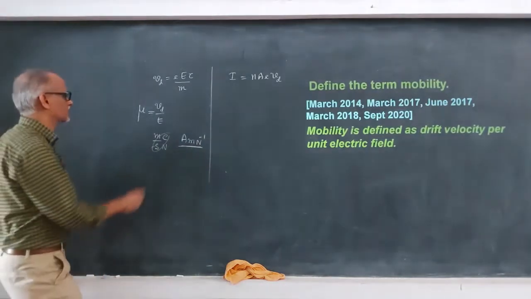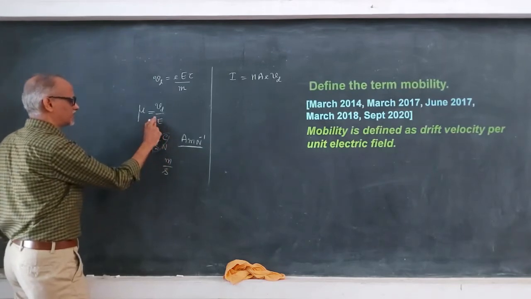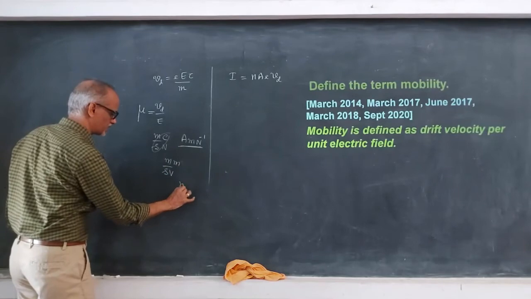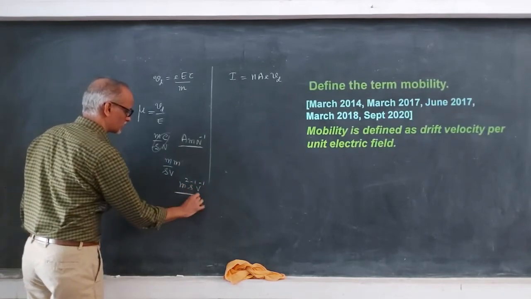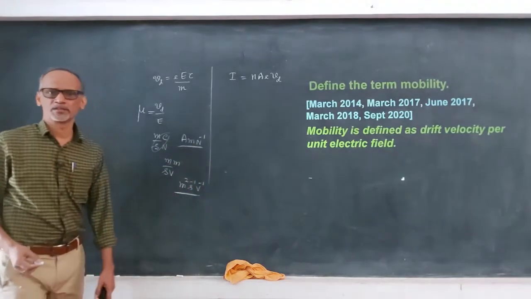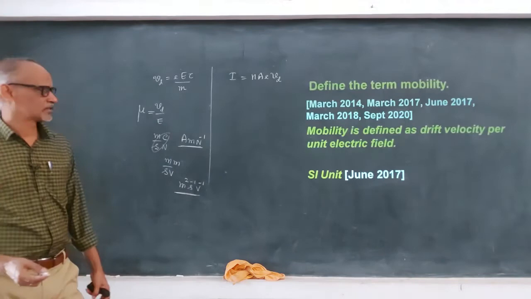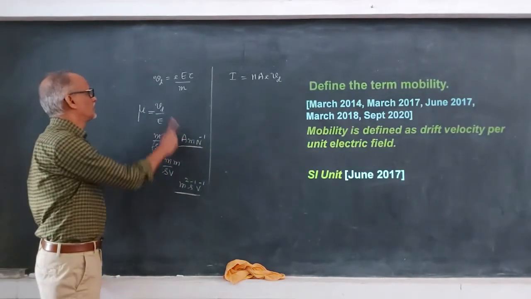There is one more unit. Drift velocity is meter per second. The unit of electric field is also volt per meter. Therefore, the unit is meter square per second per volt. This is another unit. Any one unit you can write in the examination, and this unit was a one mark question from one of the exams. Clear? So, two units of mobility.